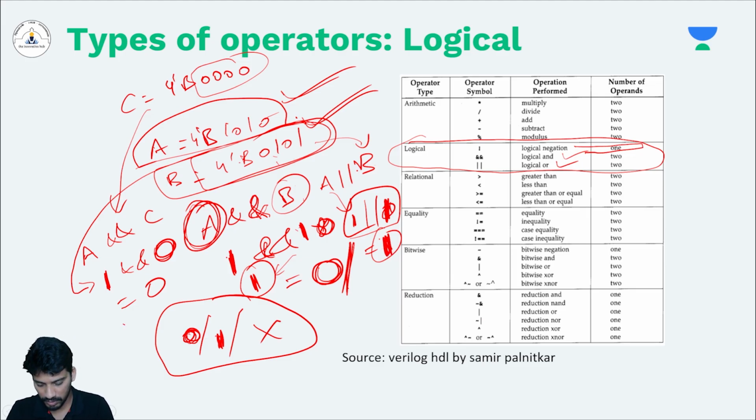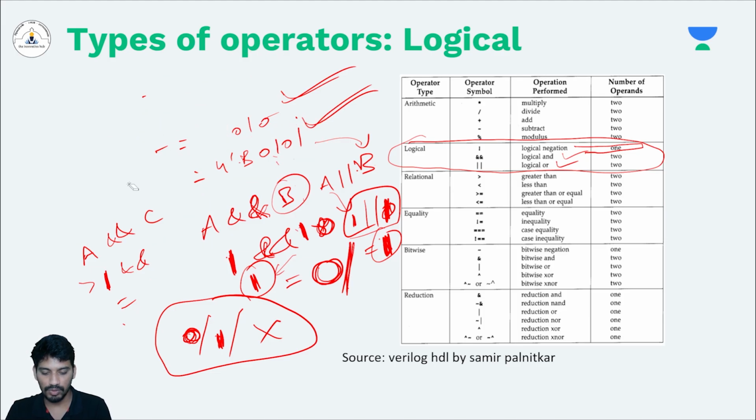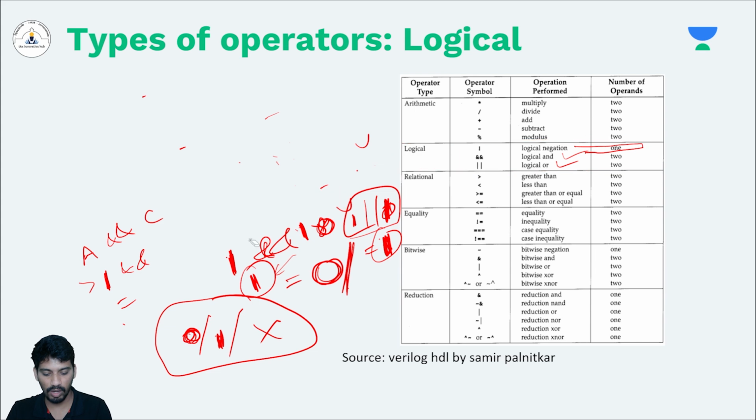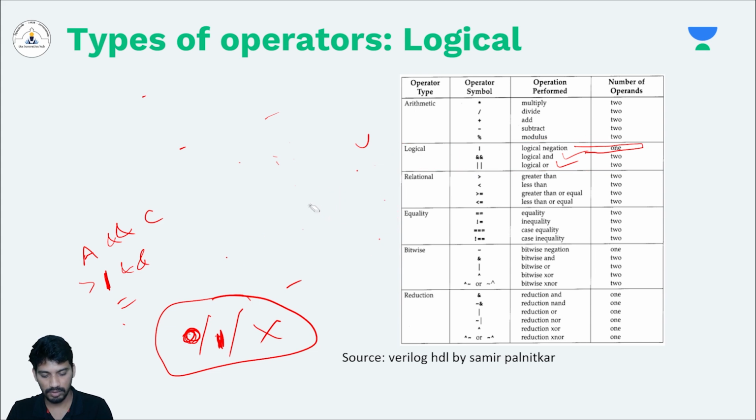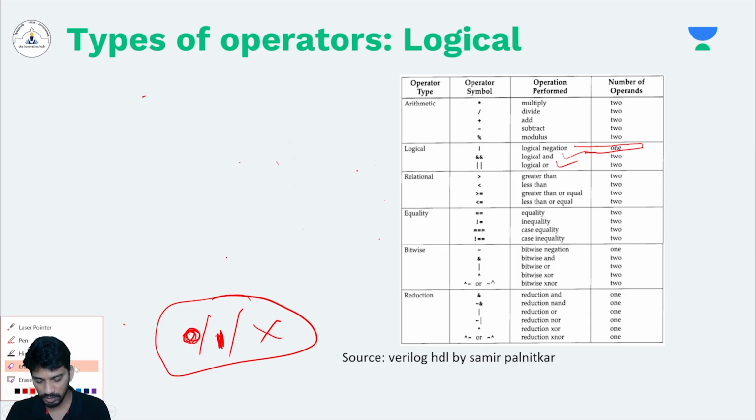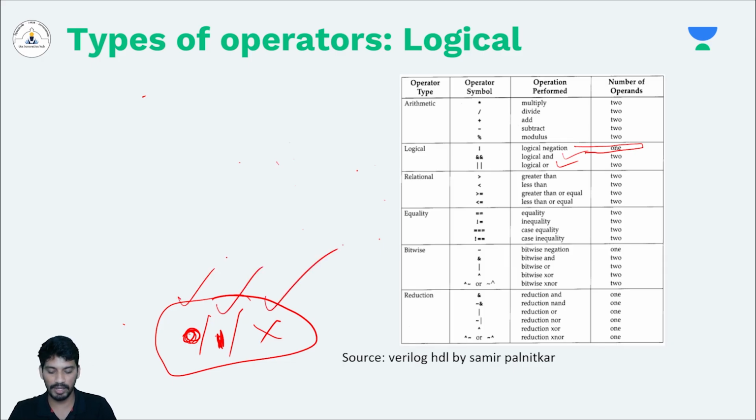So let me draw one more time. The use of logic operators is to check whether the inputs are logical true or false, right. The output is always either 0, 1 or X.